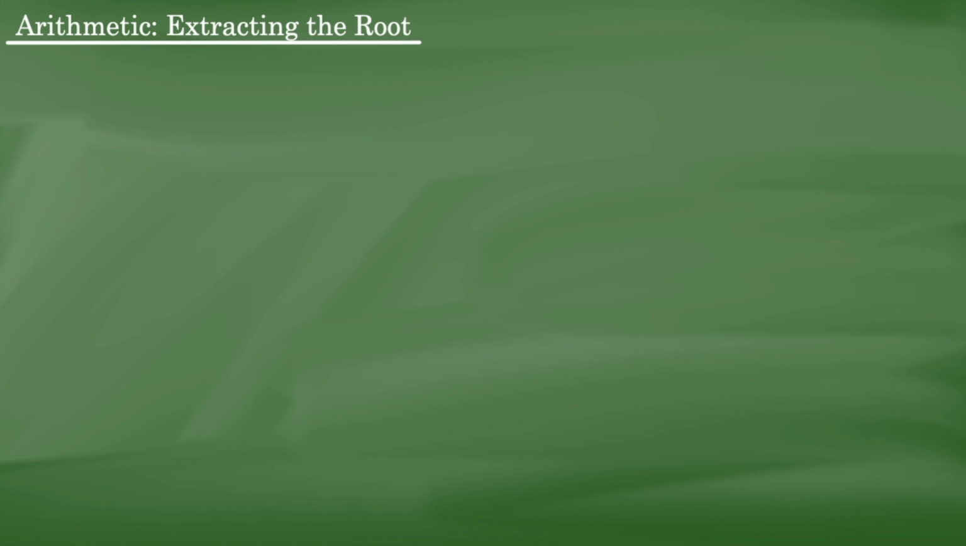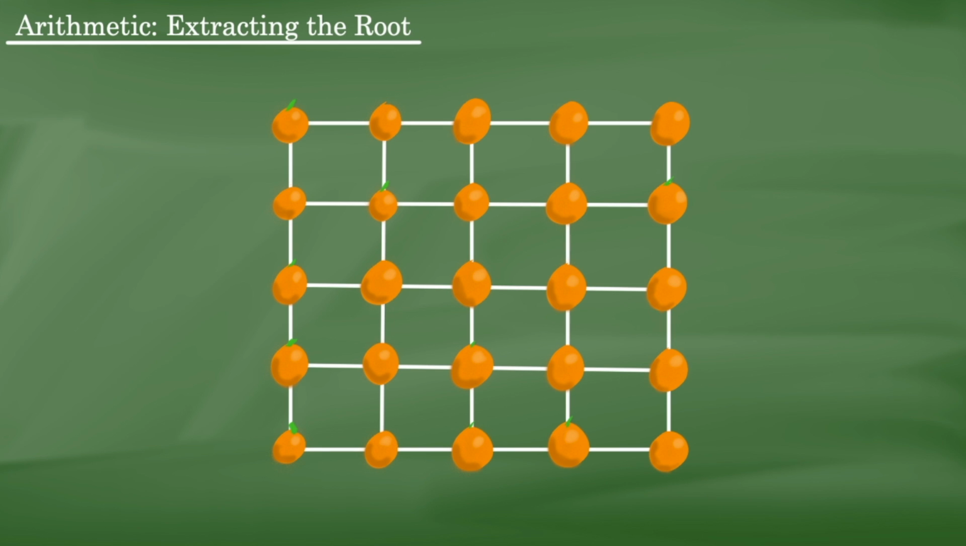Arithmetic, extracting the root. Last time, in the powers video, we looked at a square made out of oranges that looked something like this. We made a 5 by 5 square, 5 squared, i.e. made into a square with 5 rows and 5 columns, 5 times 5.